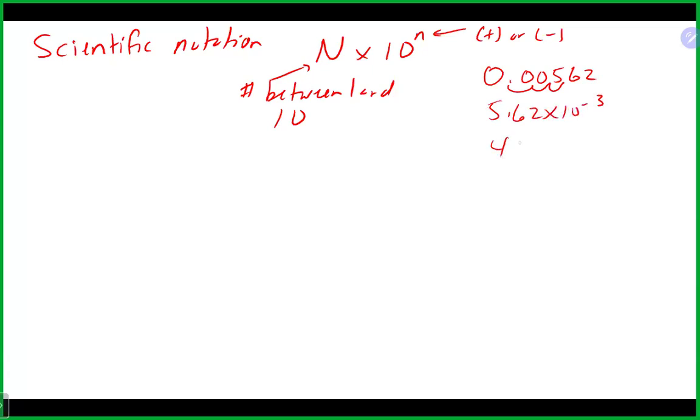And obviously, if we had a bigger number, we would go to the left 1, 2, 3 places: 4.4236 times 10 to the fourth.